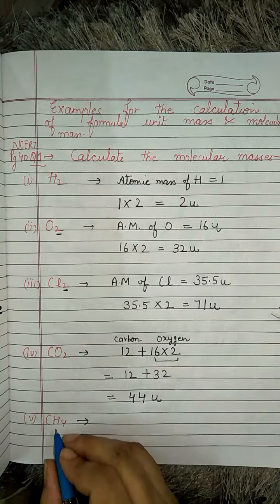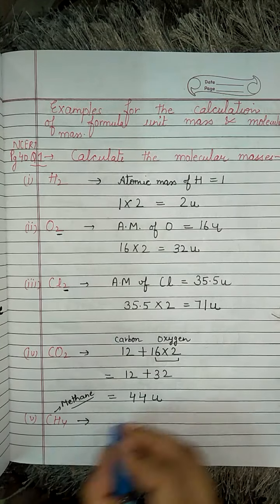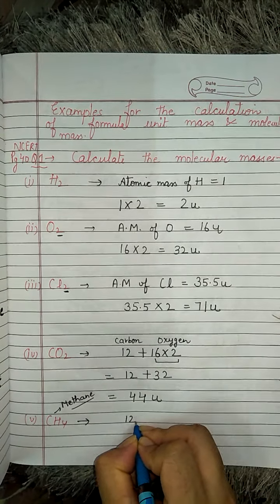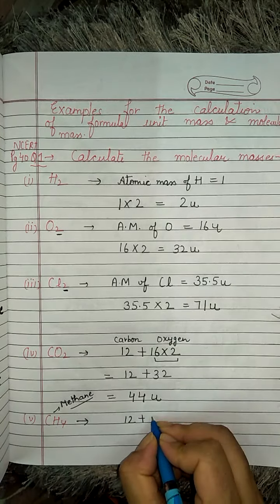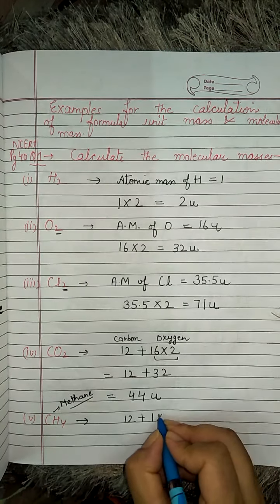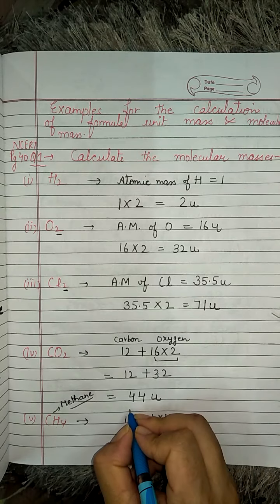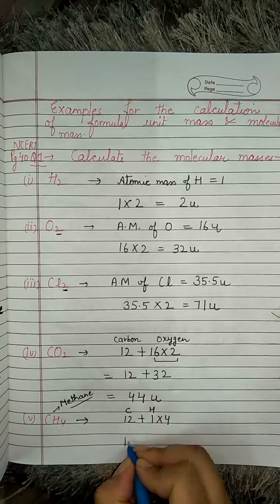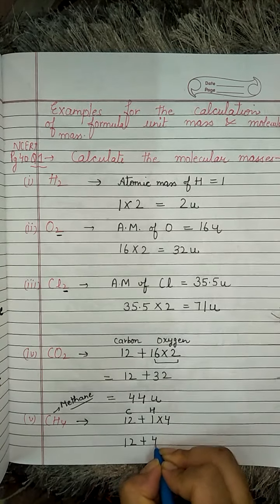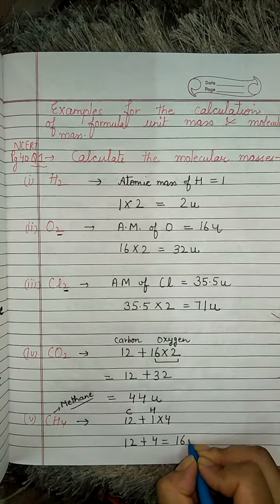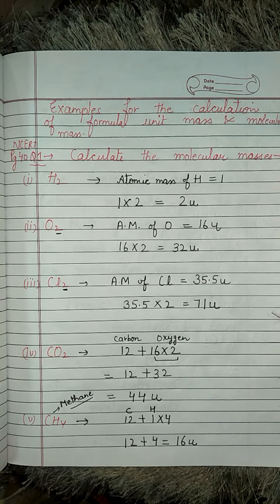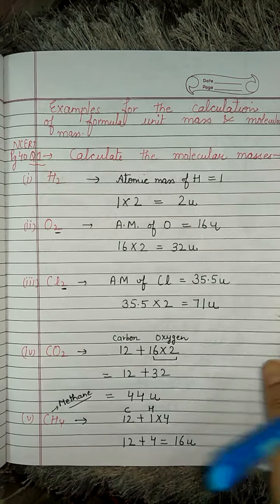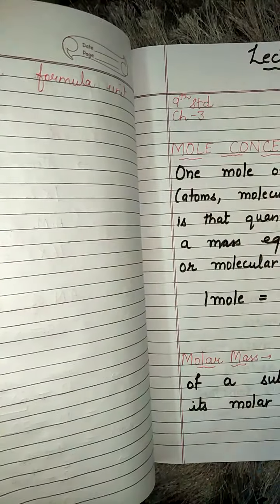Sure. So methane. This is what? This is methane, CH4, fine. So carbon, atomic mass for carbon is 12. Atomic mass for hydrogen is 1. How many hydrogen? 4. So this is for carbon, this is for hydrogen. What will be your answer? 12 plus 4 is equal to 16 u. Very simple, not a big deal to be solved, na? So I hope you are getting.